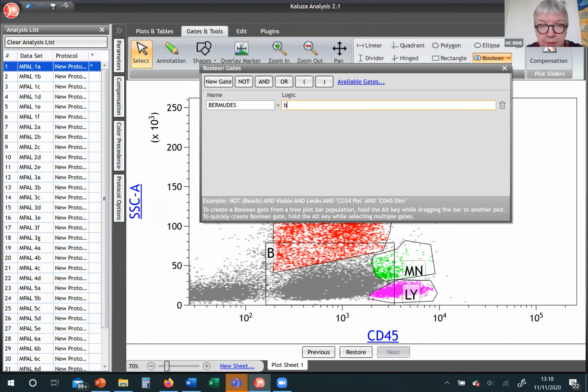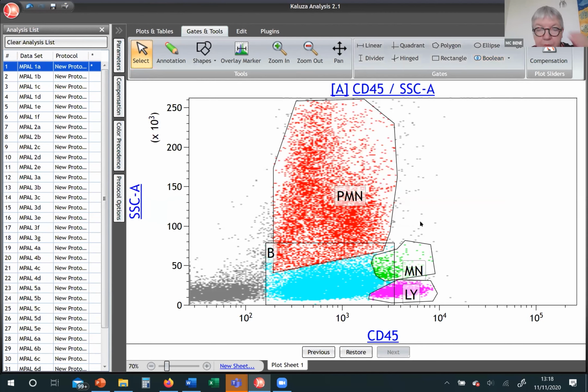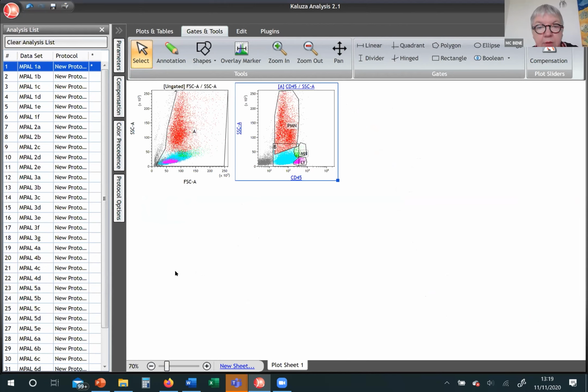There's going to be B and not PMN and not MN and not LY. So now we have our B blasts, and it's already set in my computer that it has to come in this blue, sea blue color, cyan. So now we're going to make plots for the other things that we have in this tube.